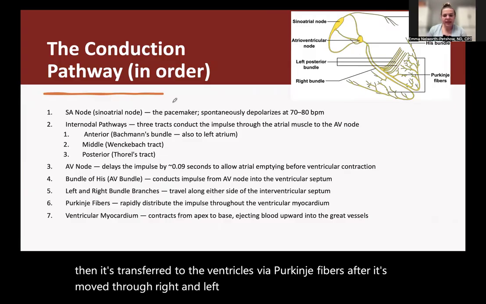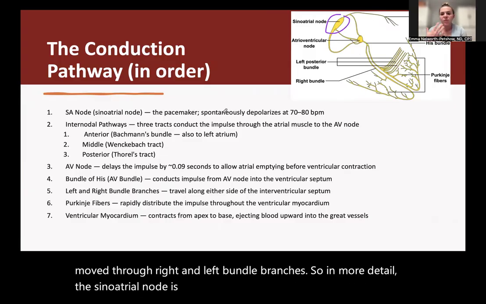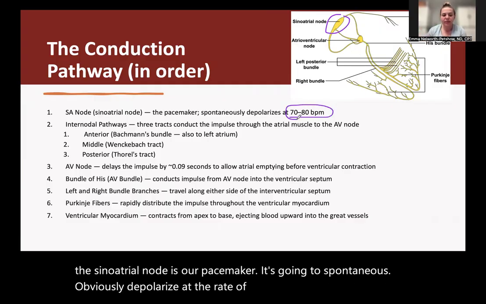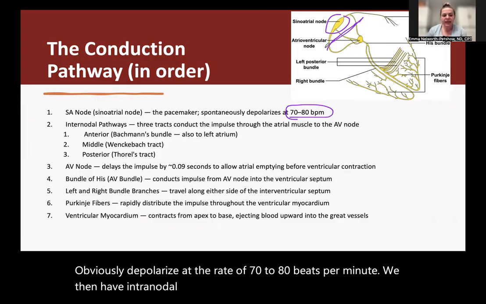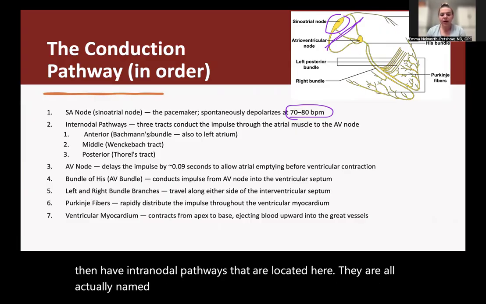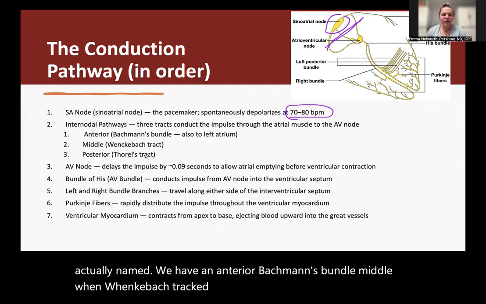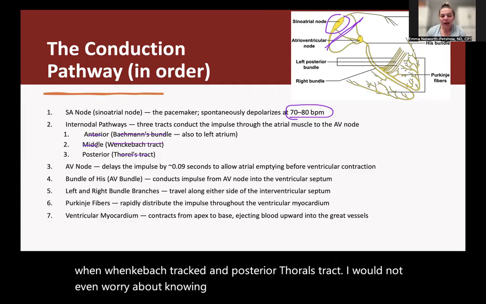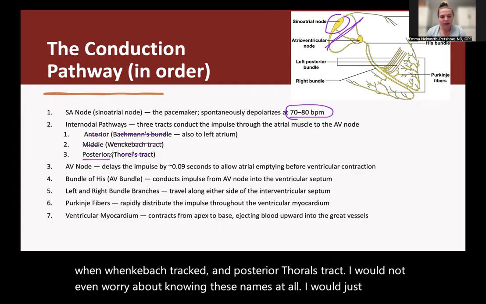So in more detail, the sinoatrial node is our pacemaker. It's going to spontaneously depolarize at the rate of 70 to 80 beats per minute. We then have internodal pathways that are located here. They are all actually named. We have an anterior Bachmann's bundle, middle Wenckebach tract, and posterior Thorel's tract. I would not even worry about knowing these names at all. I would just know them as the internodal pathways.